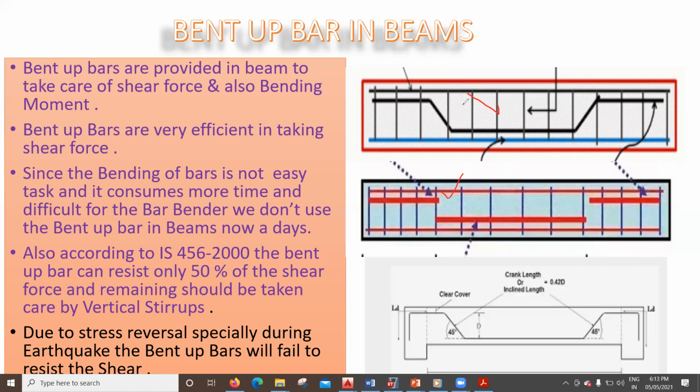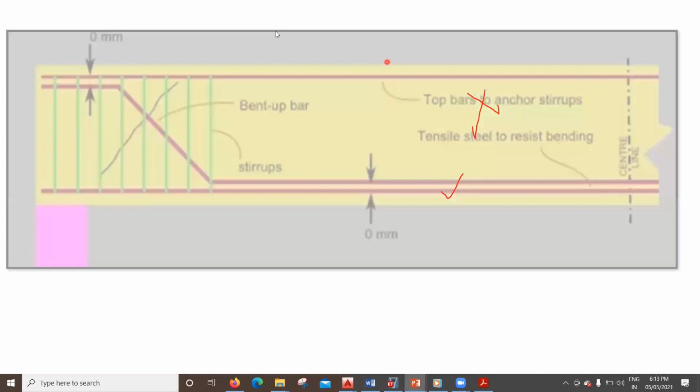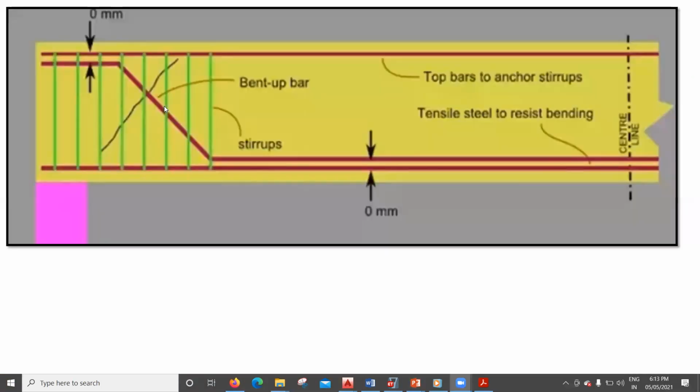bent up bar. So coming to the practical images of all these things, this is how it looks. You can see these are actually bent at 45 degrees. Okay, I'll show you the practical image of this. Let me delete everything. Okay, it's the same explanation, whatever I explained, the same thing I put here. You can see the cracks arising. So these are the cracks. These cracks will be blocked by the crank bar as well as the vertical stirrups.